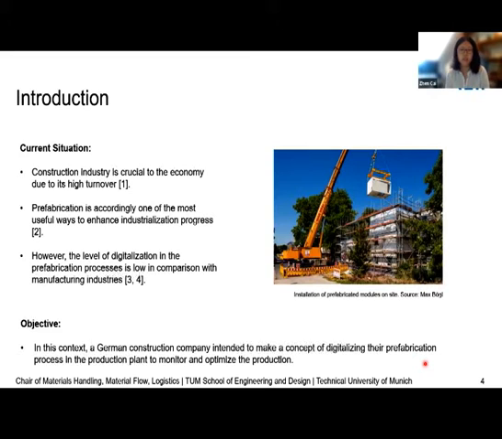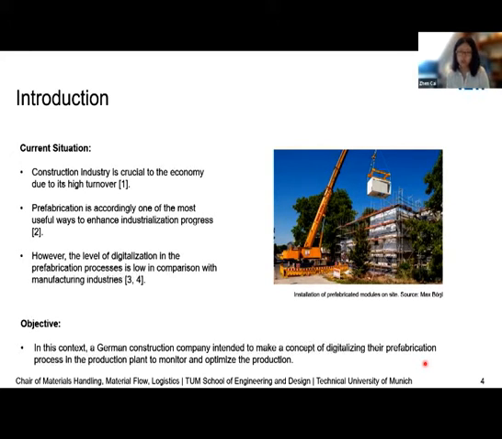The concept of prefabrication is already widely adopted by the construction industry. For example, the German company Max Modul, which is a subsidiary of Max Bögel Group, has developed a prefabrication method for module design and plays a leading role in the housing sector with its solid construction in the German market. However, the level of digitalization in its prefabrication process is low in comparison with other manufacturing industries.